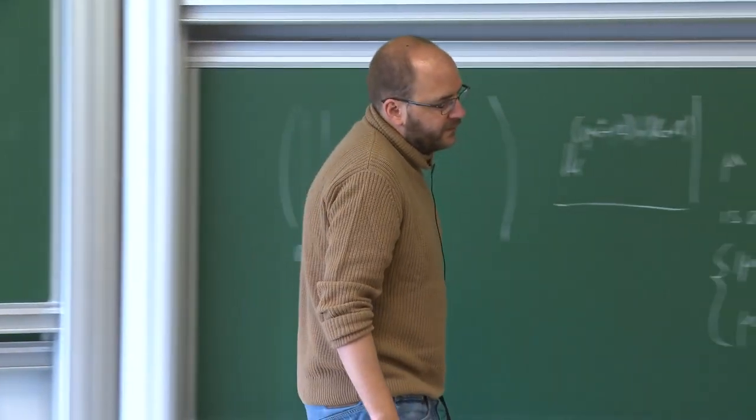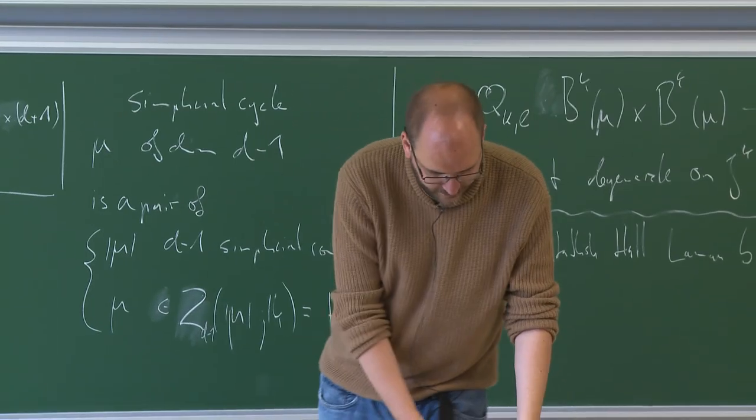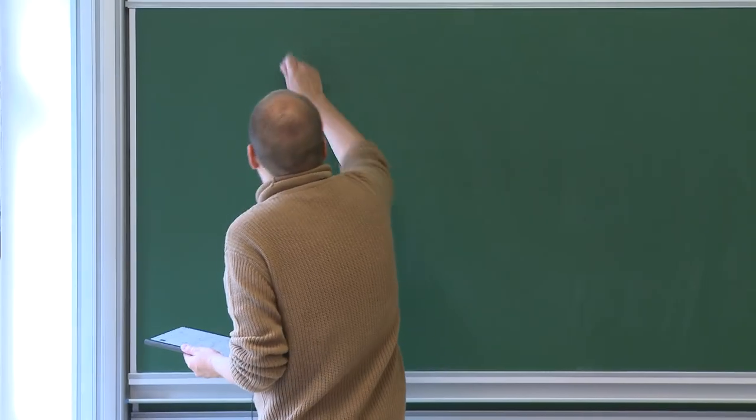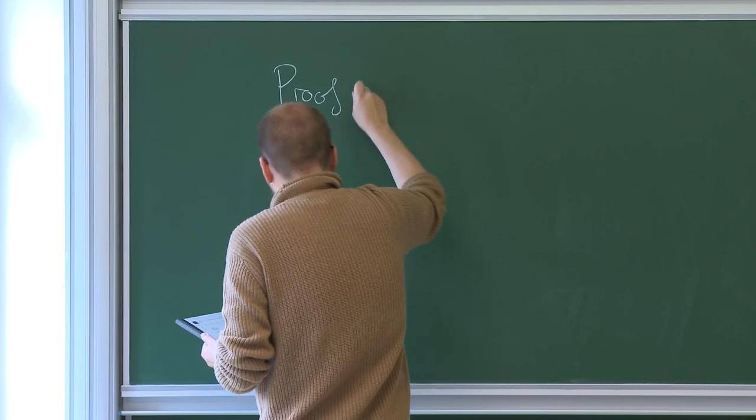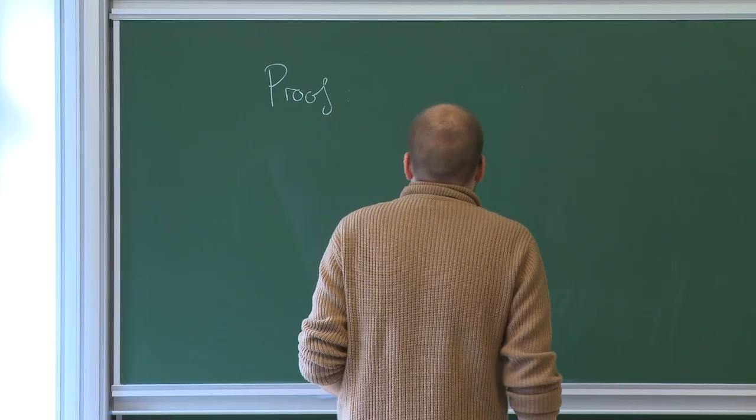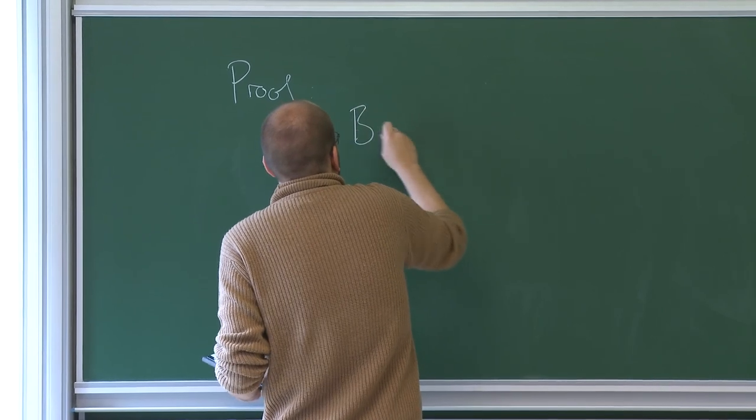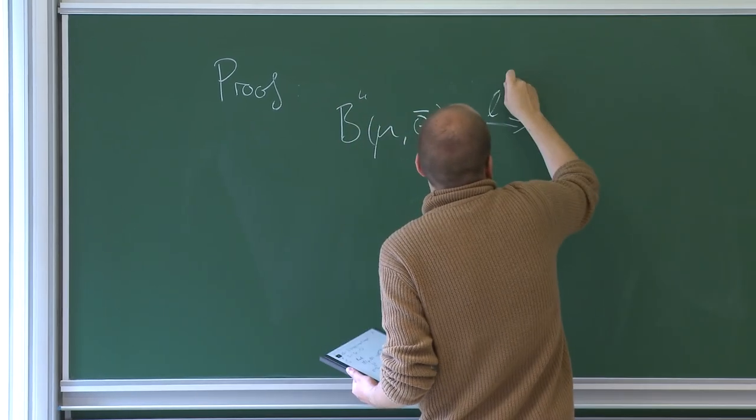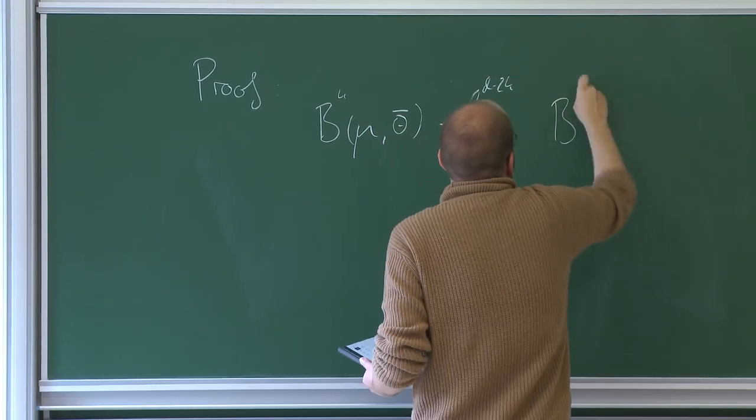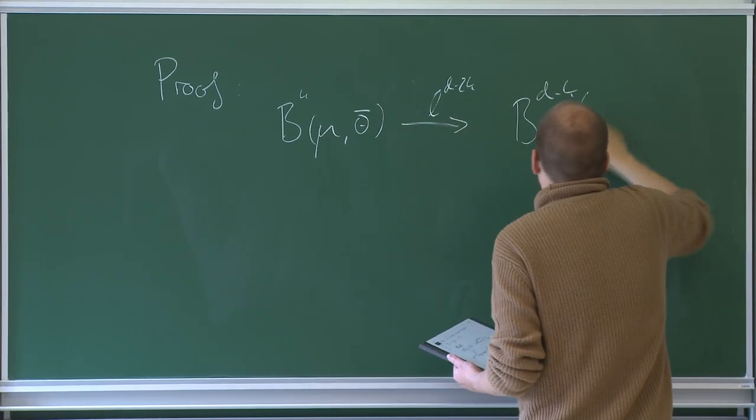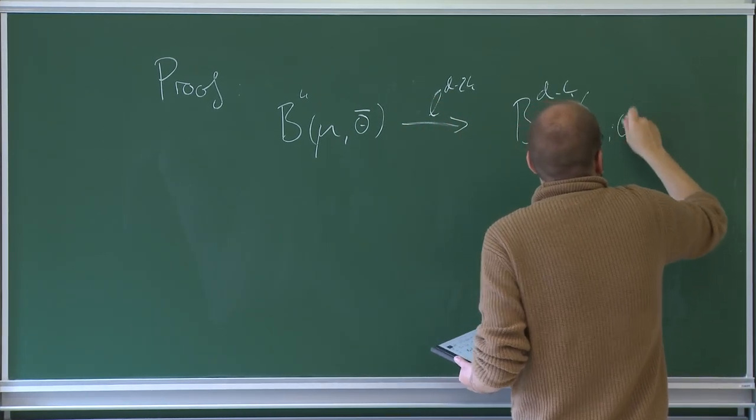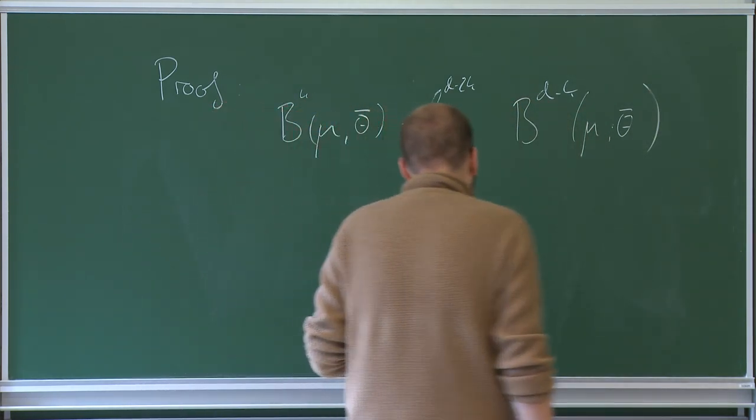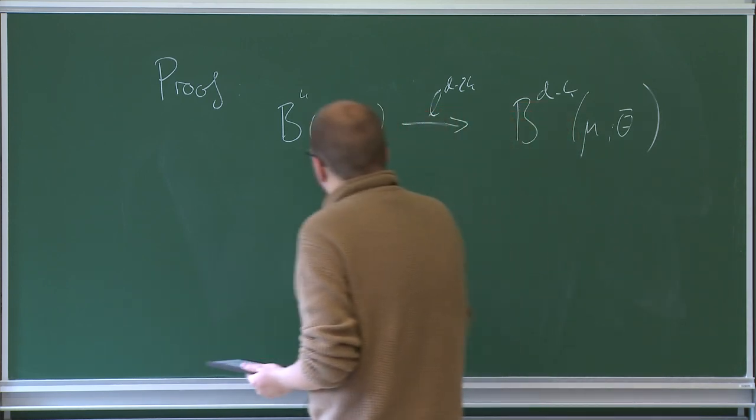Okay, and the proof is rather simple. It's really just a diagram chasing. So, proof. Okay, so let's consider the Lefschetz isomorphism in B mu, theta bar, right? L to the d minus 2k, to the d minus k of mu with theta bar. Okay, and then I will write down some maps.